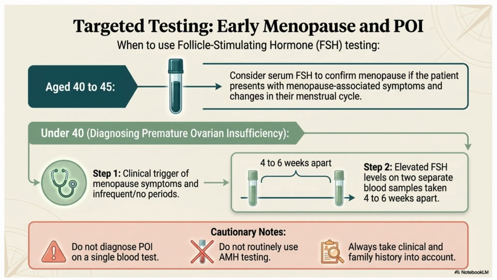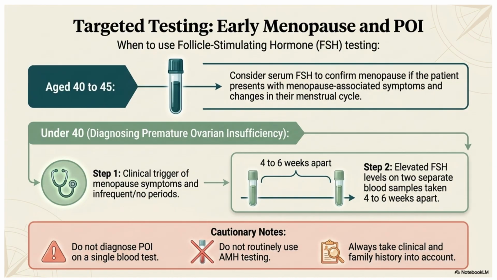The physiology explains the raised FSH. When the ovaries produce less estrogen and inhibin, negative feedback to the pituitary falls. The pituitary responds by releasing more FSH in an attempt to stimulate the ovaries. Diagnose POI using compatible symptoms, usually absent or infrequent periods, together with raised FSH on two blood samples taken 4 to 6 weeks apart. Do not diagnose POI from one result and do not routinely use anti-Mullerian hormone.